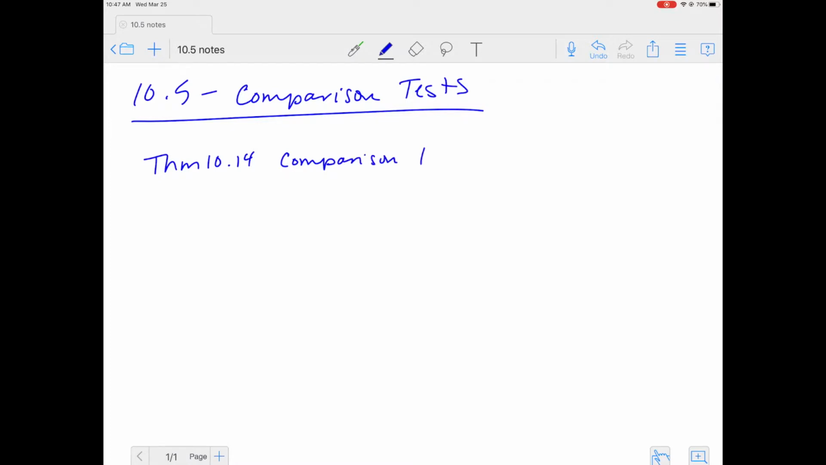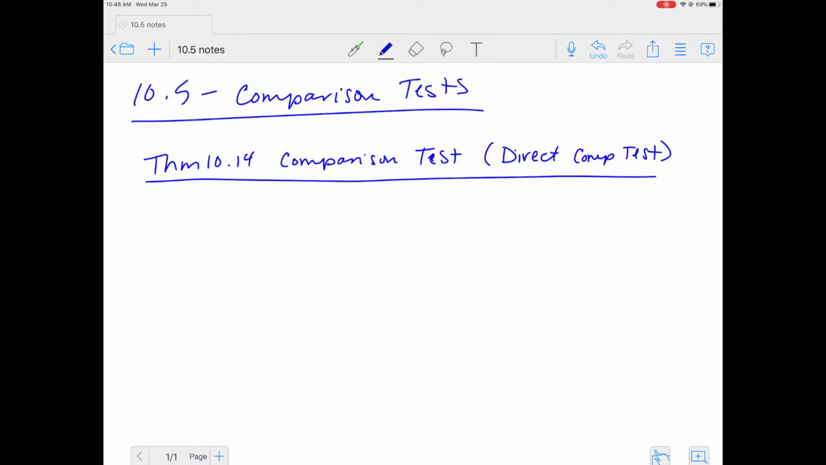Comparison test. Now, I sometimes call this the direct comparison test. Your book just simply calls it comparison test. So we have 2, okay? I just said that we are going to have 2. It's going to be the direct comparison test, which is what I like to call it, or your book just calls it comparison test, and the limit comparison test, where we will obviously be using limits. So if I say direct comparison test, it's the same thing that we're looking at here.